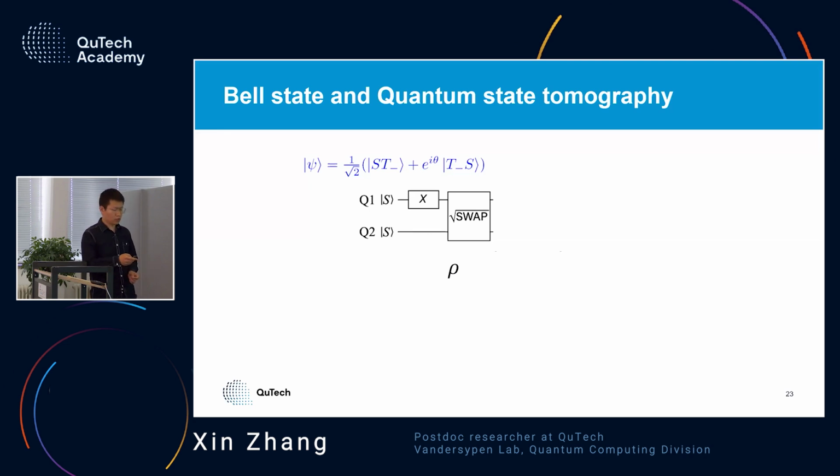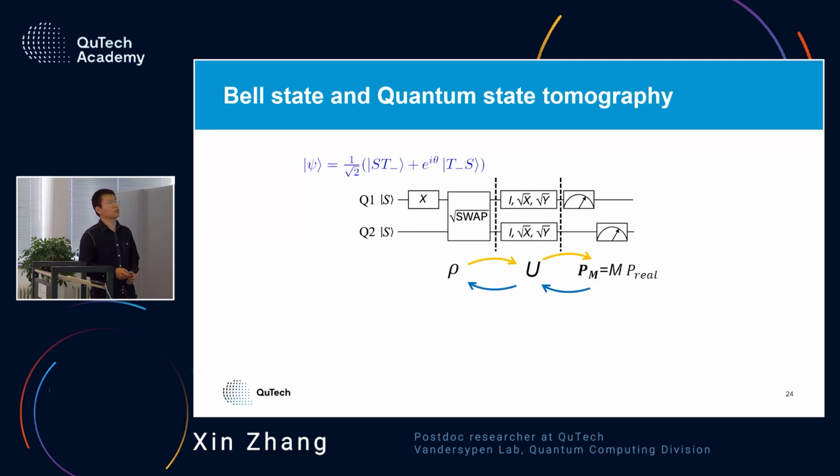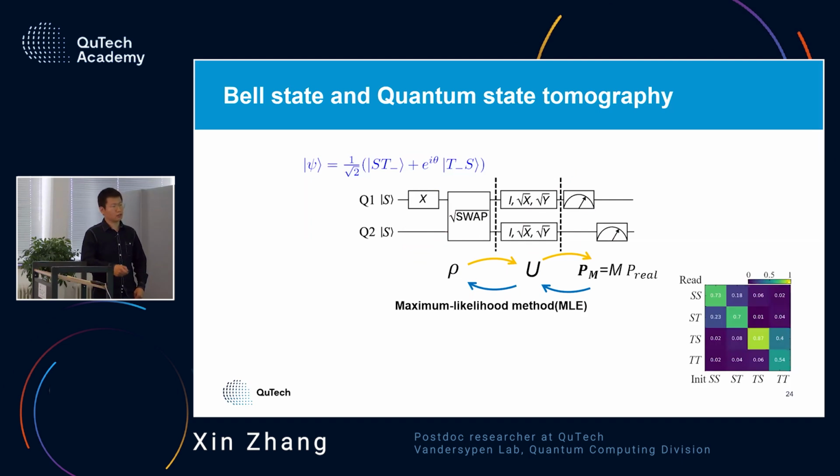So our strategy is to use quantum state tomography. After this circuit, we can use a combination of single qubit gates that rotate different parts of the information onto the z-axis, and then we can do the measurement experiment.